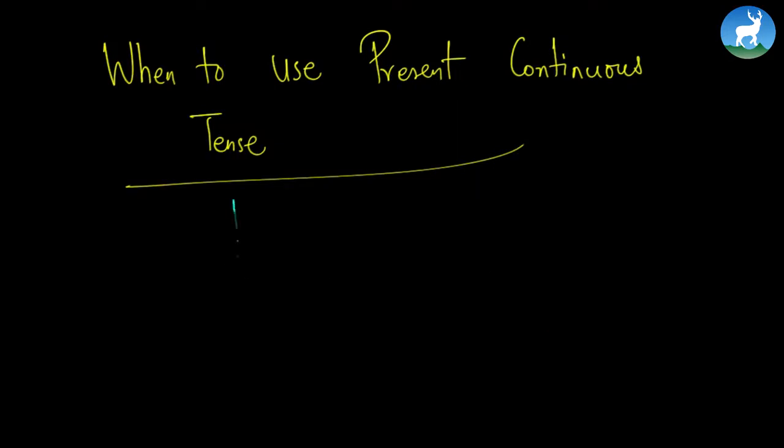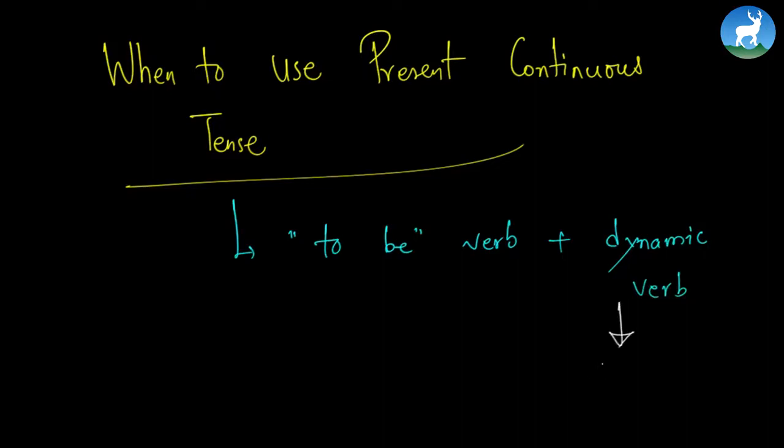The simplest answer to that question is use the present continuous tense with the appropriate to be verb and a dynamic verb. So there should be a to be verb followed by a dynamic verb. And what's a dynamic verb? A dynamic verb is that verb that shows some kind of action or process that is happening. So action or process that is happening.